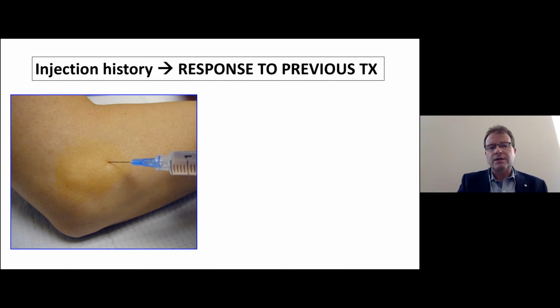Injection history can also be a part of your clinical examination. How did a patient do after a previous injection, and where was the injection placed? Was it an intra-articular injection? Was it a soft tissue injection around the elbow?